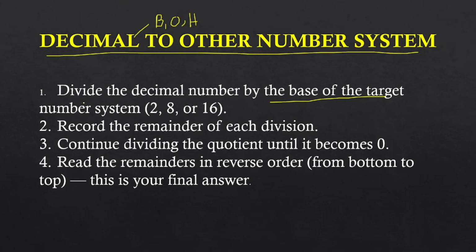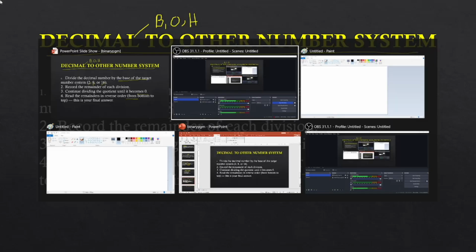For example, if I want to convert decimal to binary, you are going to take 2. Decimal to octal means 8. Decimal to hexadecimal means 16. After that, you are going to record the remainder of each division. Continue dividing the quotient until it becomes 0. After that, you have to write the answer from bottom to top. So now I'm going to explain how to do it in a sum.